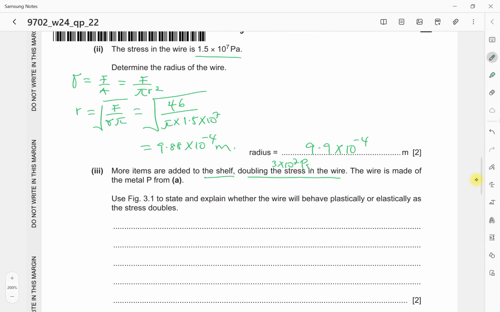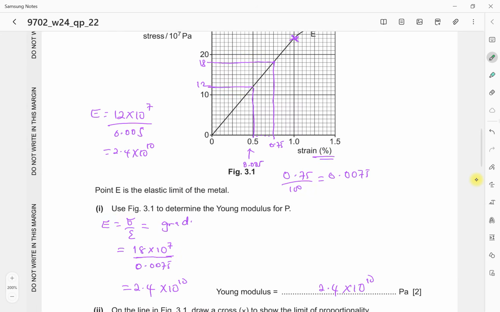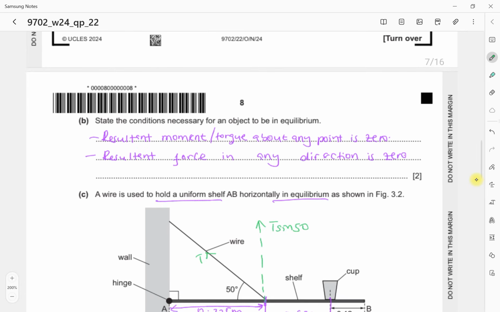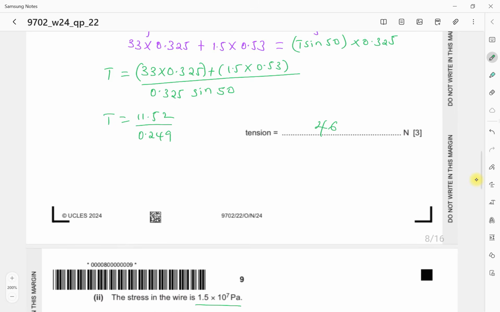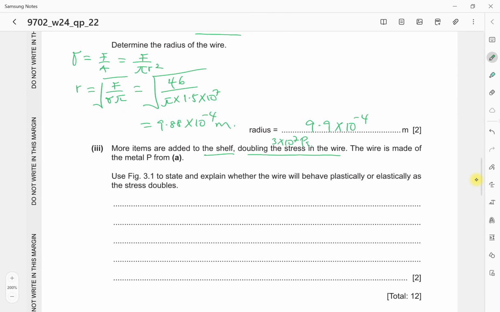The wire is made of the metal P from A. In A, what do we have? Okay. The wire is made of metal P from A. Now the stress is 3, which is still much smaller. The stress is 3, it has been doubled, but it's just 3 times 10 to the power of 7.